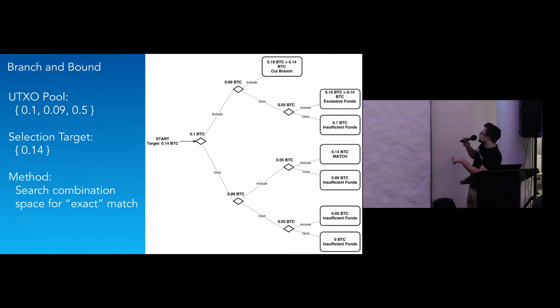So if we're starting at the start on the left side, and we first reach the decision of whether or not to include the 0.1 Bitcoin, we first go upwards, include the 0.1 Bitcoin. Now we have 0.1 selected, that's less than what we're aiming for, so we continue. We include the 0.09 Bitcoin, that's overshot. So we cut that branch. We will not find any solutions in that subtree. We backtrack, and we do not include the 0.09 Bitcoin. Then we include the 0.05, we overshoot, but it's a leaf, so we backtrack. And the other branch would not give us enough funds, so that's also not a solution.